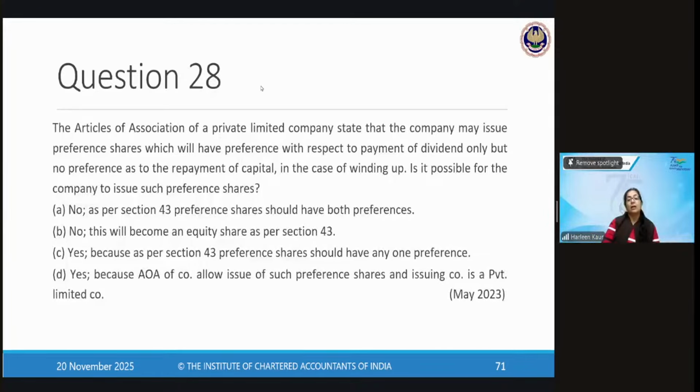Yes, the AOA allows such preference shares, and the issuing company is a private limited company. Can you have this? What is the correct option? Read all the options and then select.